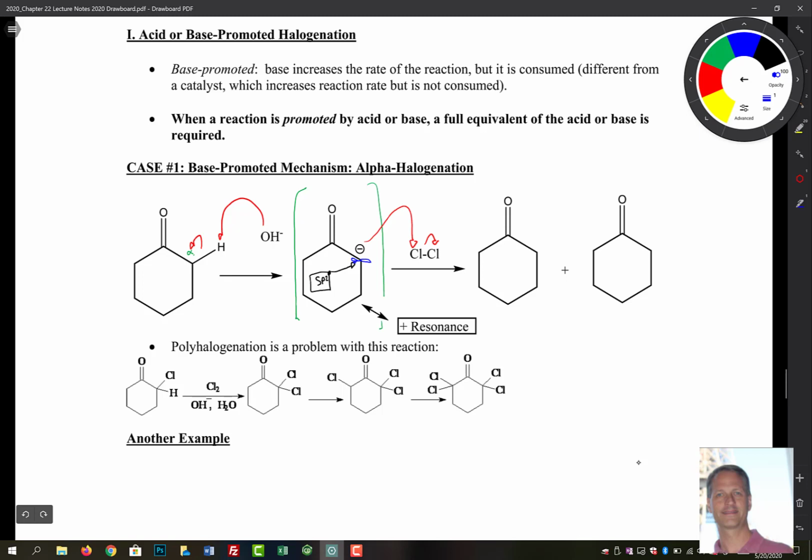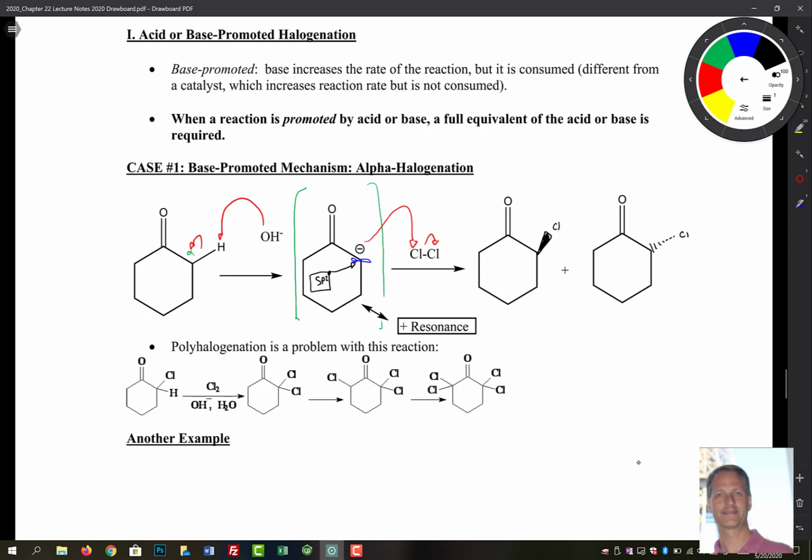So if that front p orbital reacts, then what we end up getting is our chloro group on a wedge. If the back p orbital reacts, then the chloro group is on a dash. So in this case, you get a mixture of enantiomers.